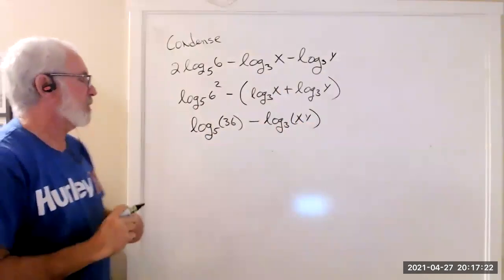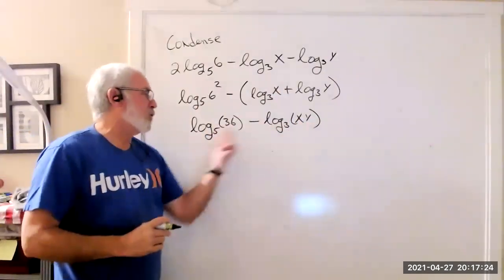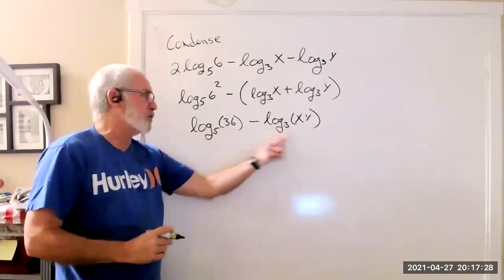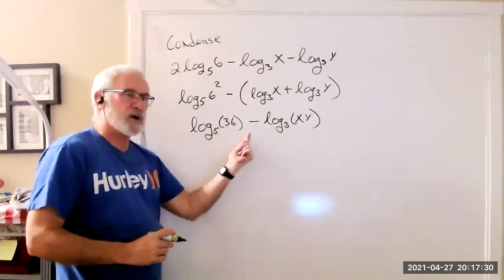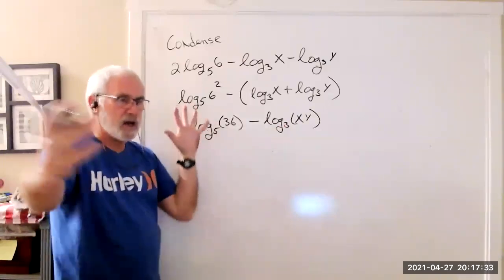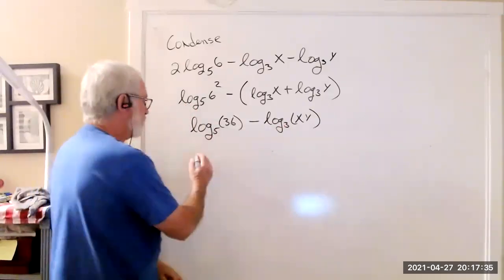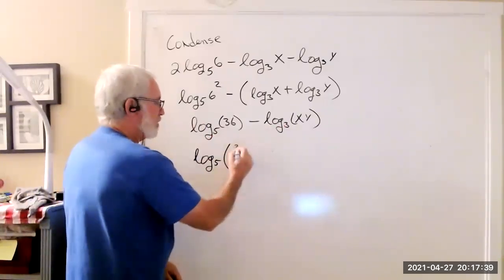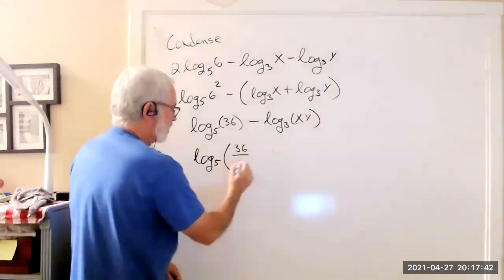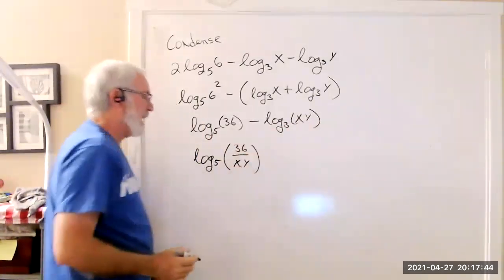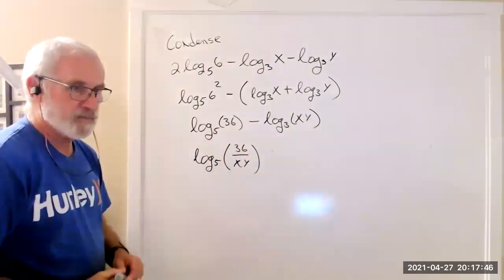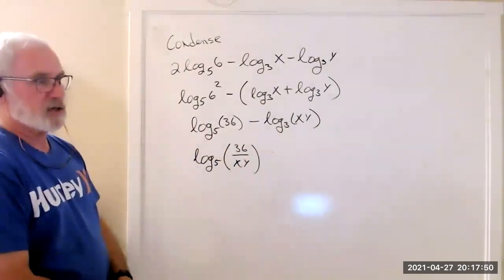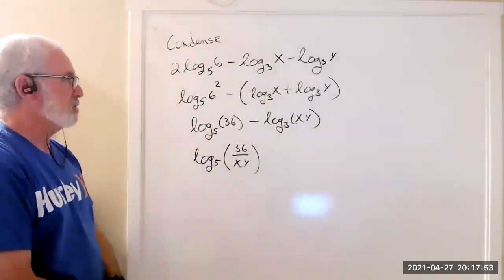Now, what do I do with 2 logs that are subtracting? How do I combine them? Division. So this will become log base 5 of, the first number goes on top, the second number goes on bottom, and that is my final answer. And that's using proper algebra techniques. In a minute, I'll show you how to cheat.